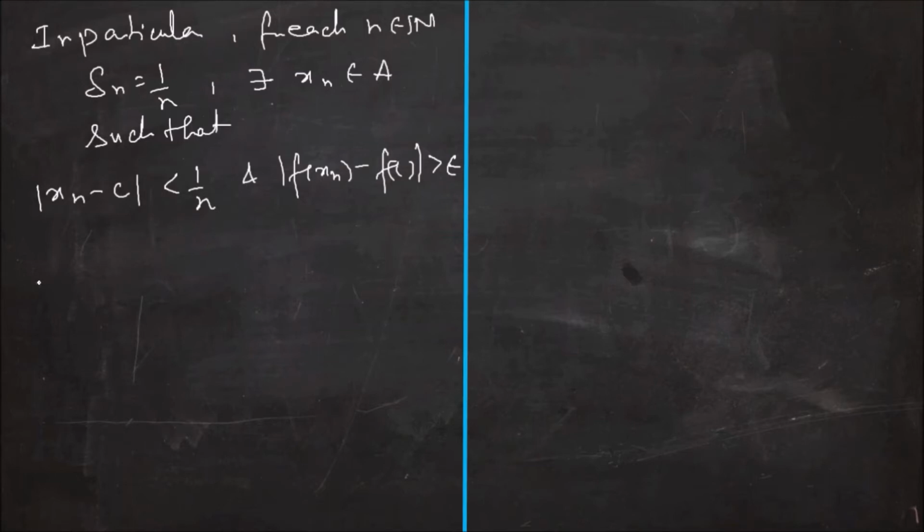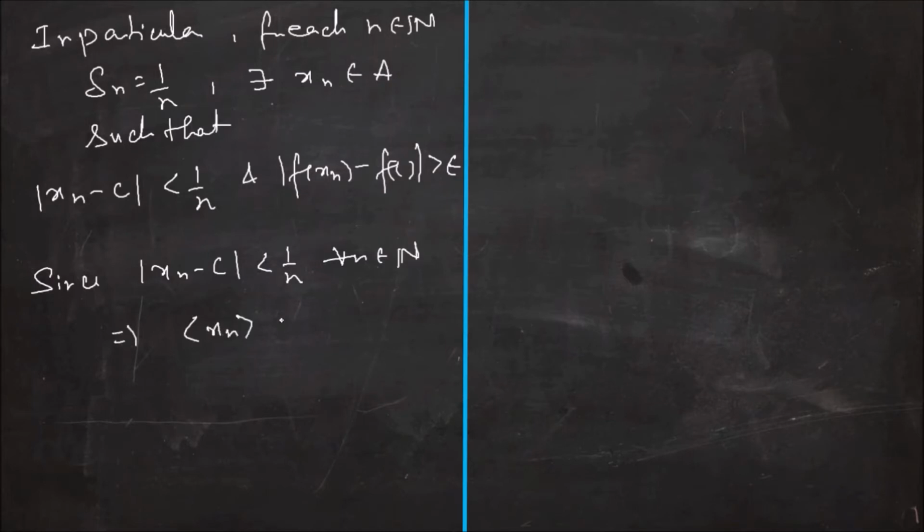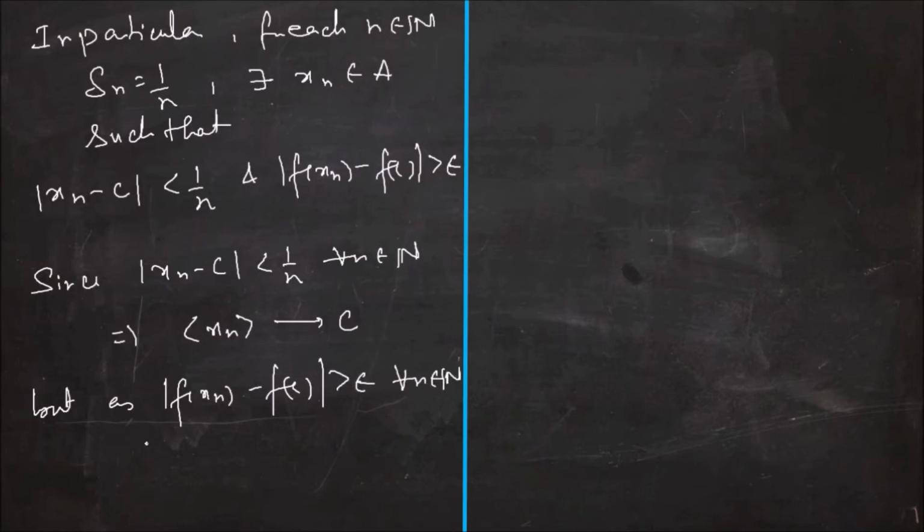So now, since |xn minus c| is less than 1 by n for all n belonging to N, this implies xn converges to c. But as |f(xn) minus f(c)| is greater than epsilon for all n belonging to N, this implies f(xn) does not converge to f(c). So we have found a sequence xn that converges to c such that the corresponding sequence f(xn) does not converge to f(c), which is a contradiction.